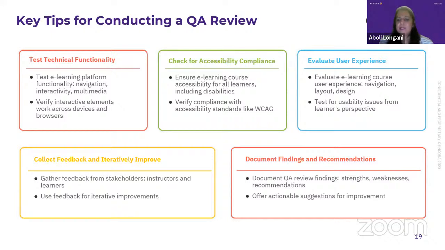Document findings and recommendations. Finally, we need to document our QA review findings. This can include noting down strengths or weaknesses, and any recommendations from anybody. Basically, it's providing actionable suggestions for improvement, which ensures that our courses evolve and get better over time.